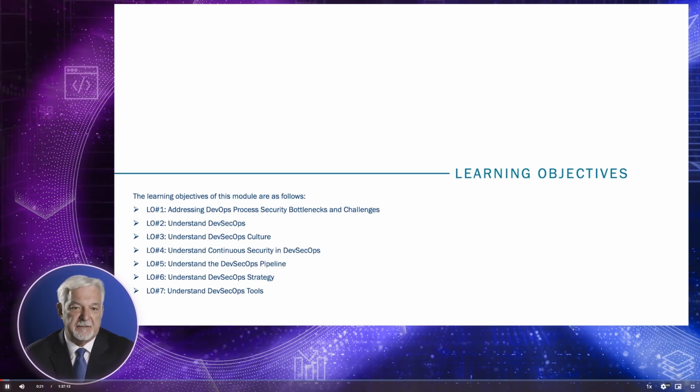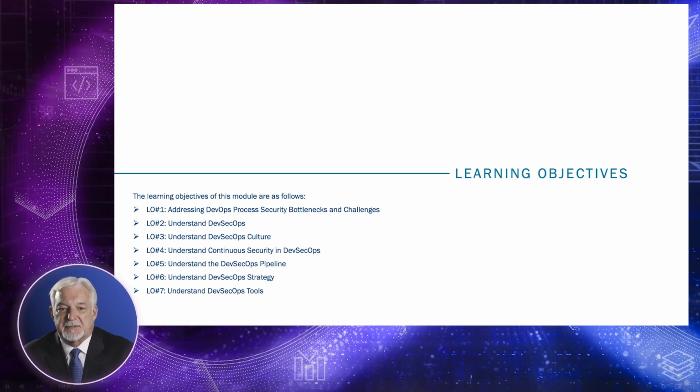So our learning objectives. Our first one is addressing DevOps process security bottlenecks and challenges. The second learning objective is to understand DevSecOps. In Lesson 3, we'll understand the DevSecOps culture. In 4, we'll understand continuous security in DevSecOps. In 5, we'll understand the DevSecOps pipeline. In 6, we'll look at the DevSecOps strategy. And then in 7, we'll briefly go over some of the DevSecOps tools.